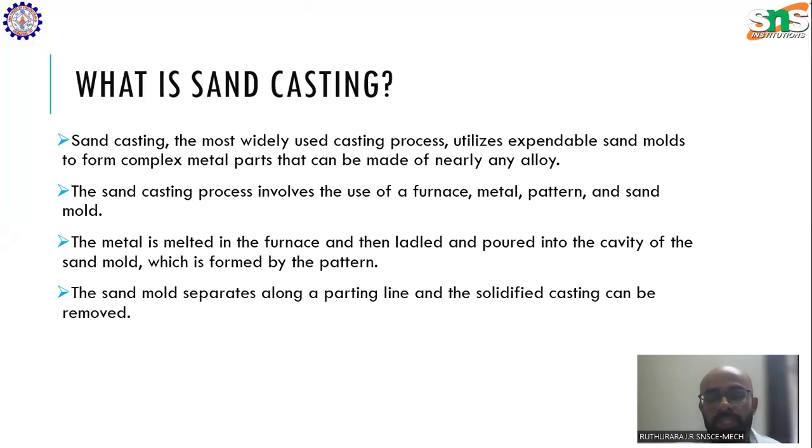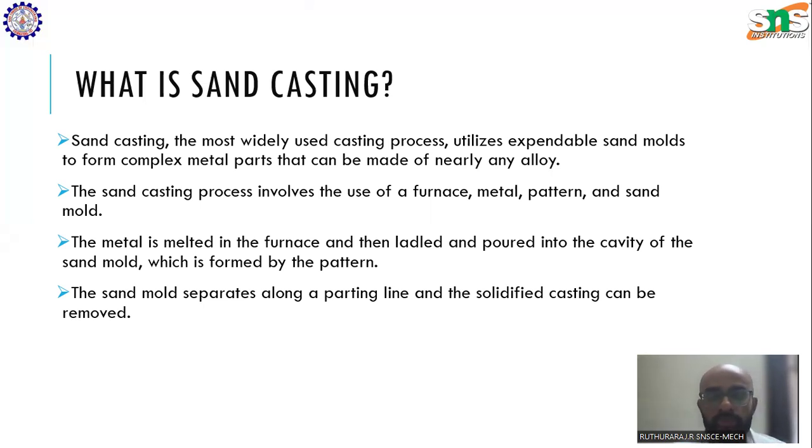The material which is used to make that shape is called a pattern. That pattern is used to make the required shape. And once the pattern shape is made, then we will pour molten metal into that to get the required shape. So that's an introduction to the sand casting process.